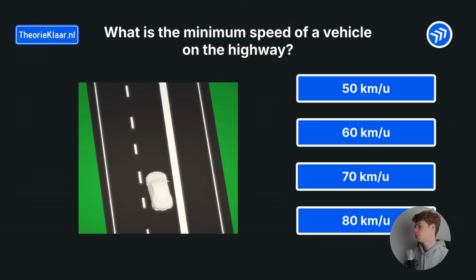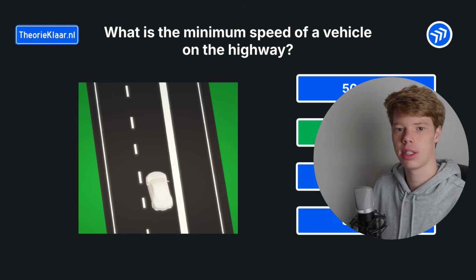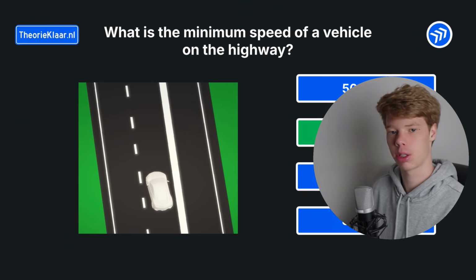What is the minimum speed of a vehicle on the highway? 50 km per hour, 60 km per hour, 70 km per hour or 80 km per hour? On the highway, your minimum speed should be at least 60 km per hour, but keep in mind that is according to the theory. So driving 60 km per hour on the highway is extremely dangerous, so make sure you actually drive faster than that.